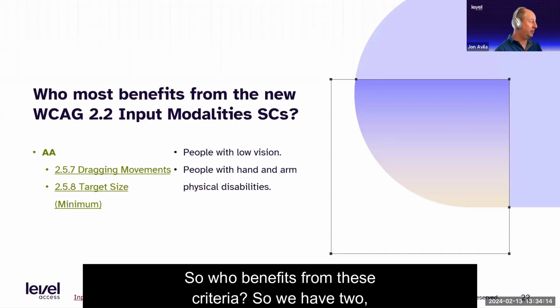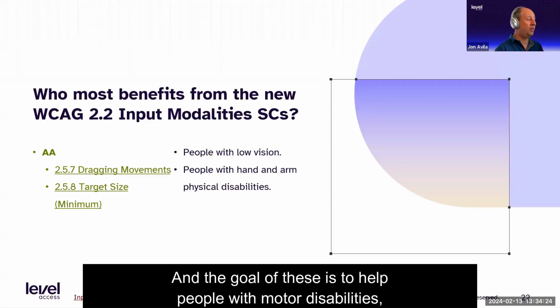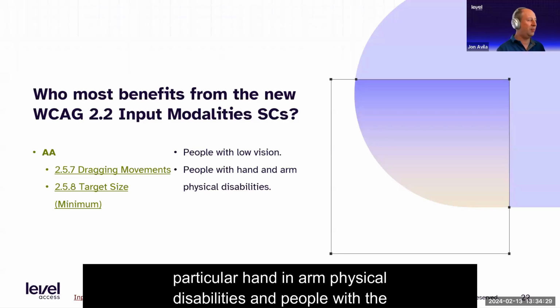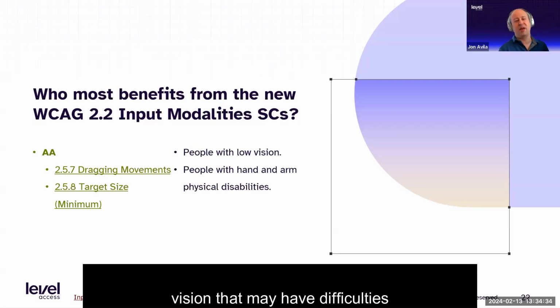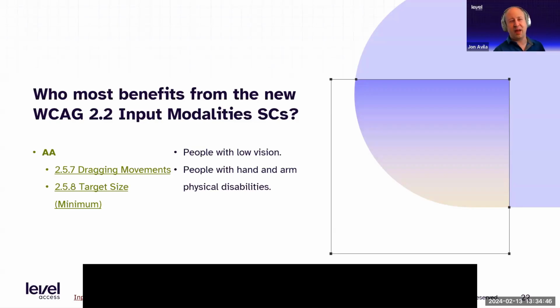So who benefits from these criteria? We have two: the dragging movement and the target size minimum. The goal of these is to help people with motor disabilities, in particular hand and arm physical disabilities, and people with low vision that may have difficulties clicking on a particular target or tapping or dragging an object.